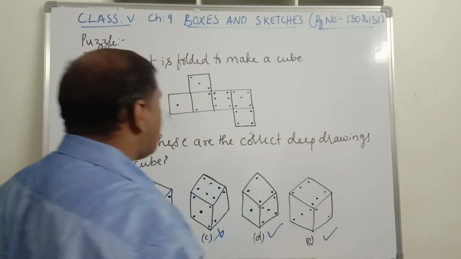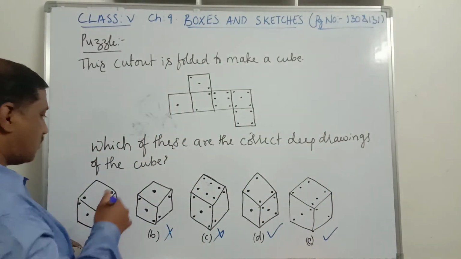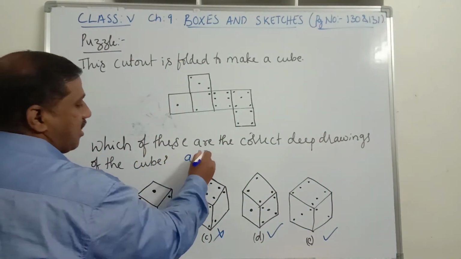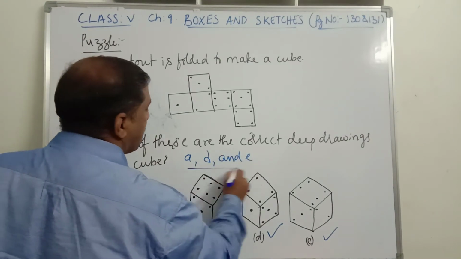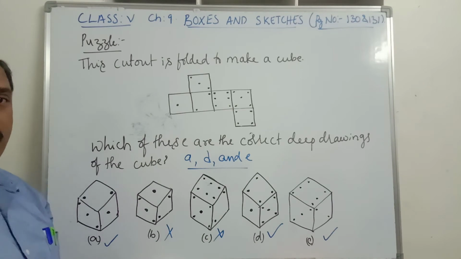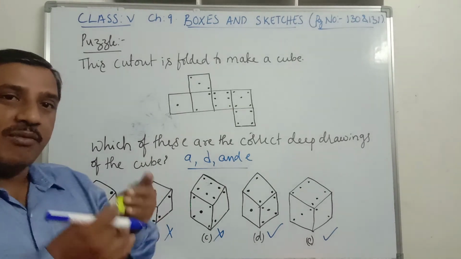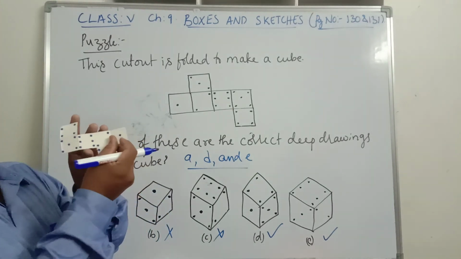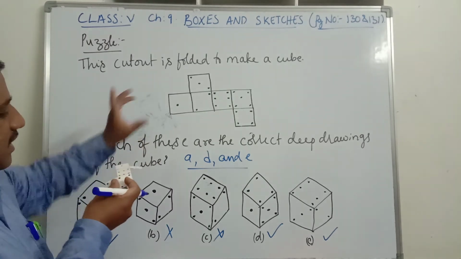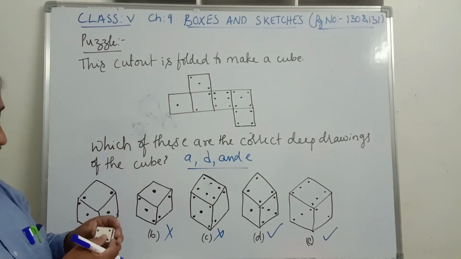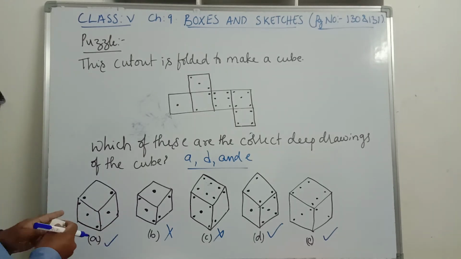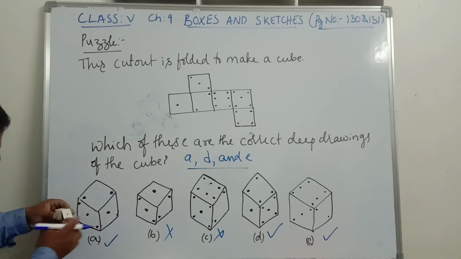So now, which figures are satisfied by the given cutout? A, D and E. These figures are satisfied by the cutouts. If you want, please make a folder or make one cube and keep the dots as per that question, and you fold this to get a cube with the numbers. See here, this is the top surface having 2 dots, and this is 3 dots, and this is 1 dot.